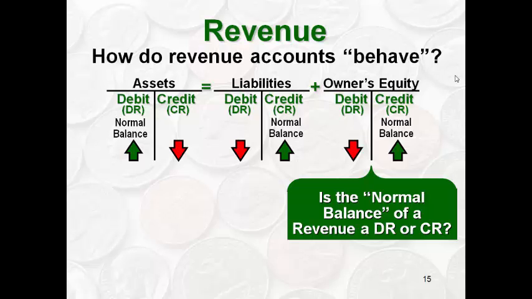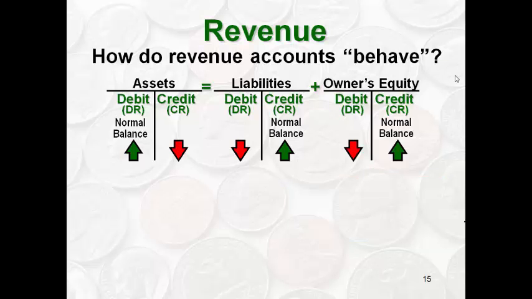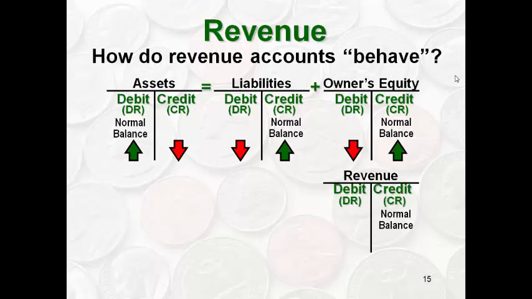Is the normal balance of a revenue a debit or a credit? Well, the normal balance for revenue is a credit. Therefore, revenue increases by crediting and decreases by debiting. Now, we'll almost never debit revenue. It does happen, but for now, the normal recording of revenue is going to always be credit.